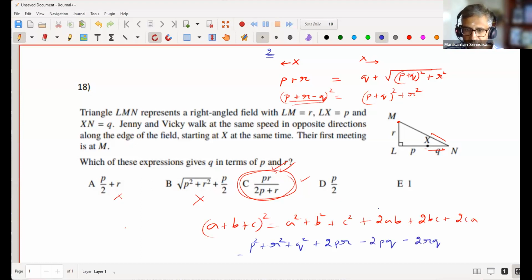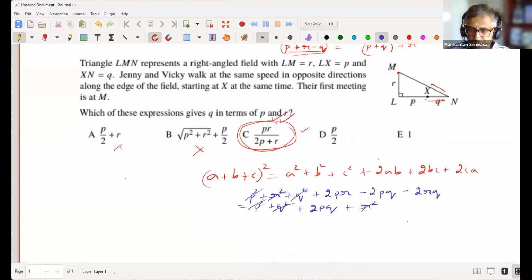Okay. On the right hand side, we have P square plus Q square plus 2PQ plus R square. Okay. So P square, R square, Q square on both sides get cancelled. 2PQ does not get cancelled. 2PQ gets added up to the right side. So what is our focus? We have to find Q in terms of R.